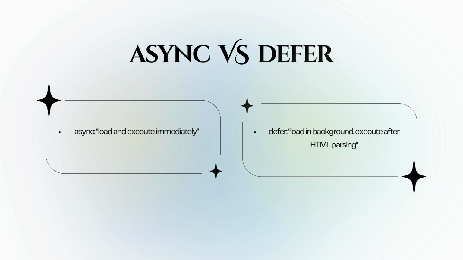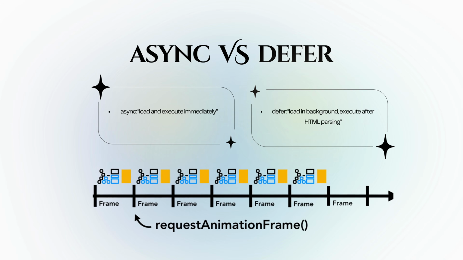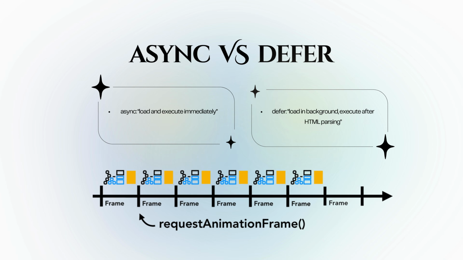In real-world development, defer is often preferred for business logic and component libraries, ensuring DOM is ready and execution order is preserved. In modern practice, nearly all external scripts should be loaded asynchronously to avoid blocking. This is a basic optimization for faster page loads, and that brings us full circle.